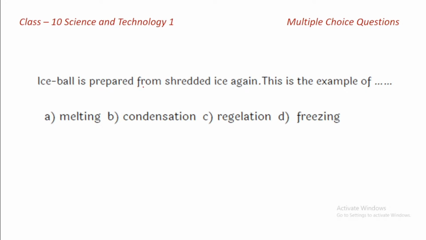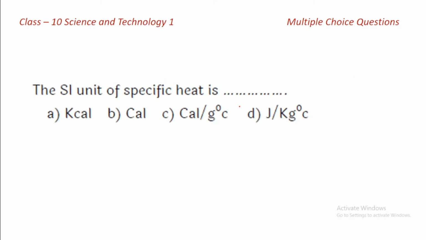An ice ball is prepared from shredded ice. This is the example of dot dot: melting, condensation, regelation or freezing. So option C is the correct answer for this question.